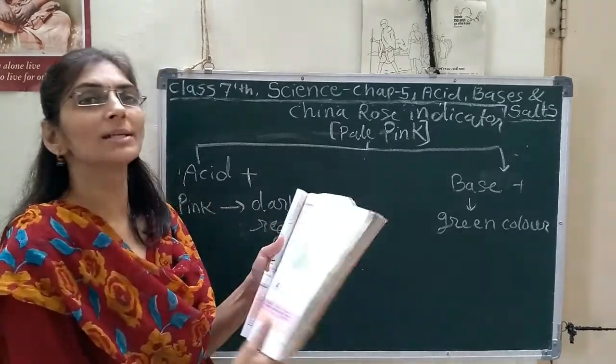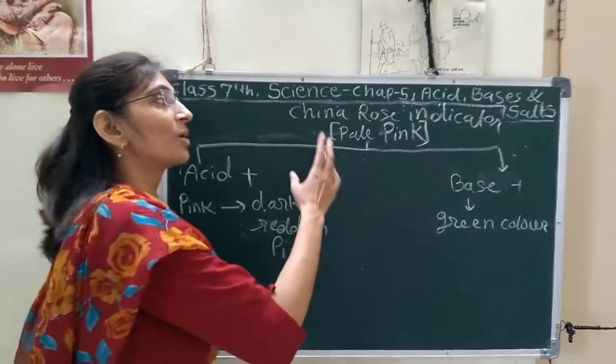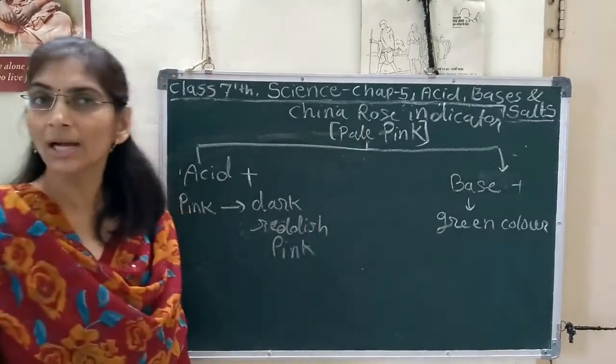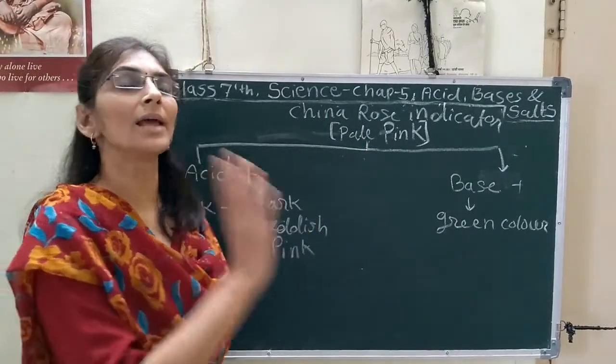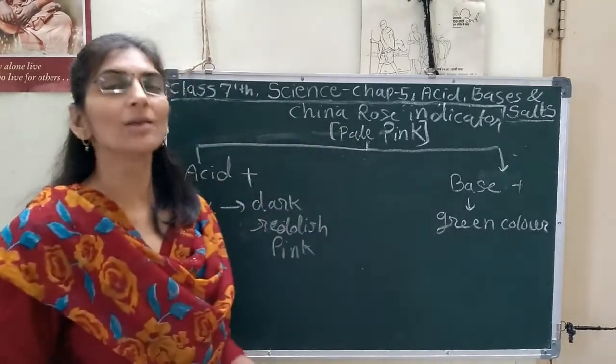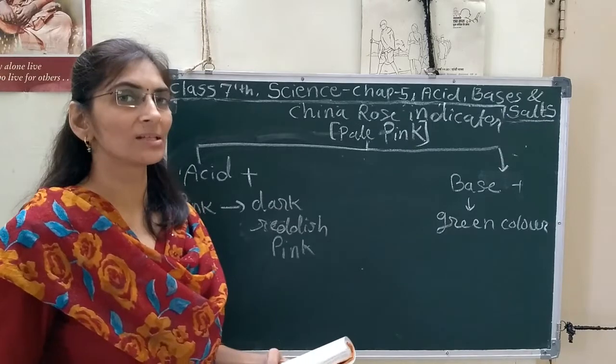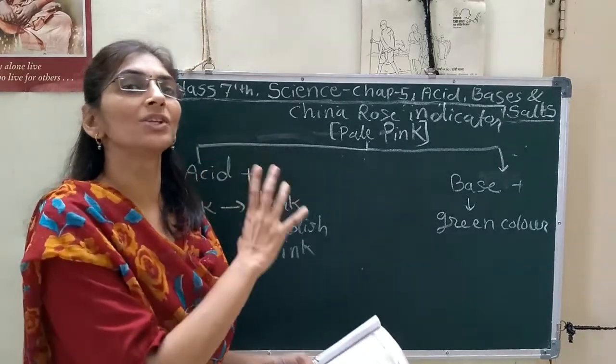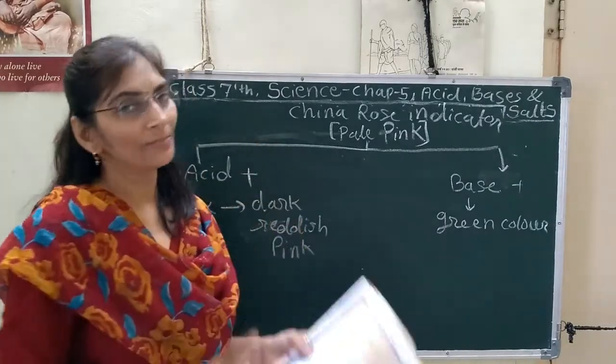Okay. So this was about the activity of China rose indicator, and through this activity you will learn the reaction of the indicator with acid and base, and you will learn how to identify substances by their nature, whether these are acidic or basic.